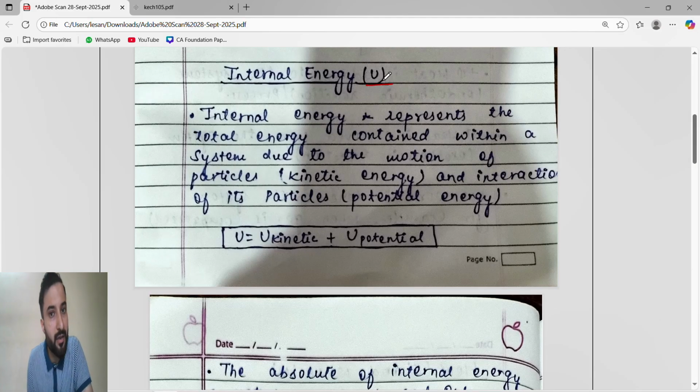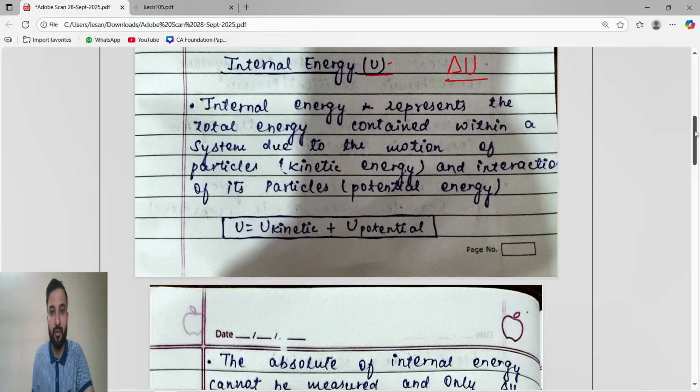See, internal energy is U. So if I use delta, delta means change. Delta U means change in internal energy. So whatever the energy, it will change. Why? Because it will change according to the initial and final.